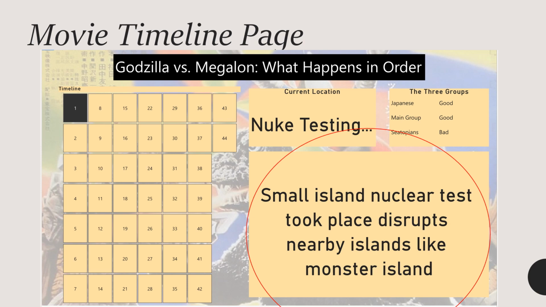Next, it'll give you a description of roughly what happened in that time period. As you see here, it's talking about the nuclear testing. And where was the nuclear testing? Nuclear testing site. And last, it just gives you a synopsis of the main groups that are within and their alliance of if they're good or bad.